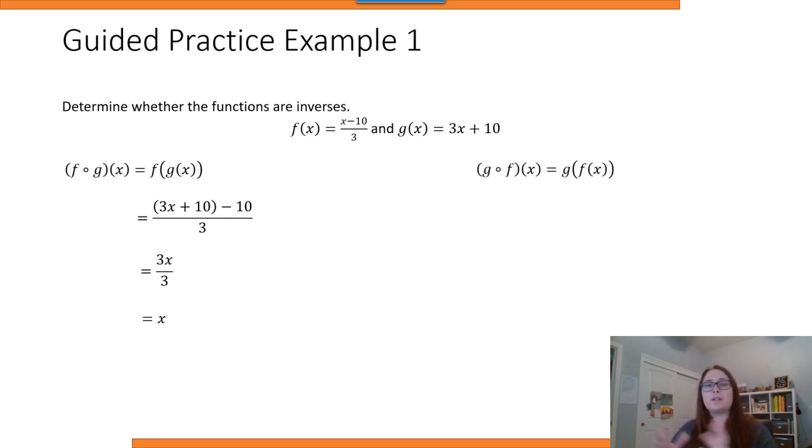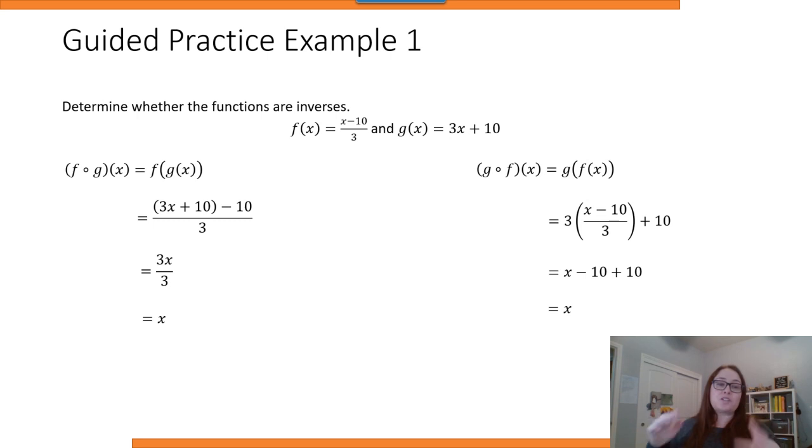So g composed with f, now I'm reversing things. I start with the function g, and everywhere there's an x, I replace it with the function f. So 3 times x plus 10 becomes 3 times x minus 10 over 3, all plus 10. And here I can simplify this. The 3's will reduce, and I get x minus 10 plus the 10 at the end. And then those 10's cancel out as well, so I get x on that side as well. So when I composed it in both directions, I got x each time, which means that these are, in fact, inverse functions.